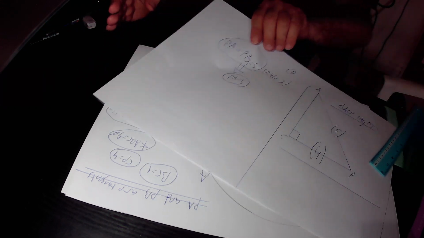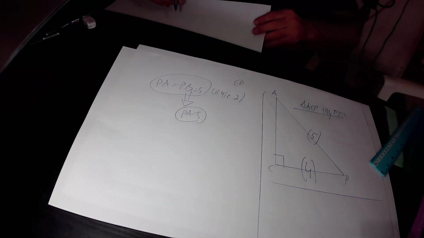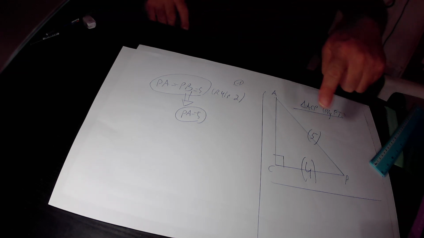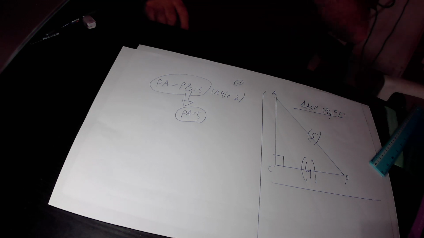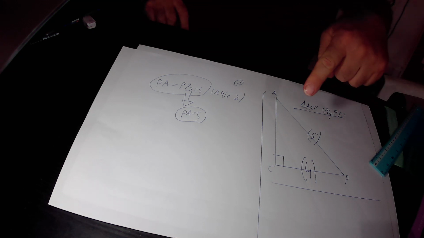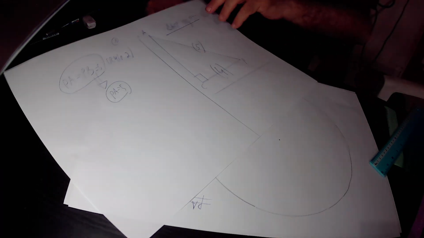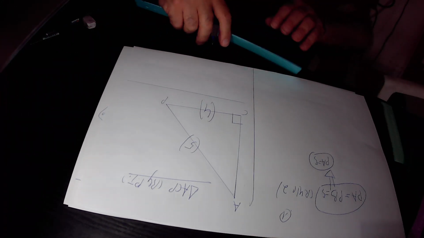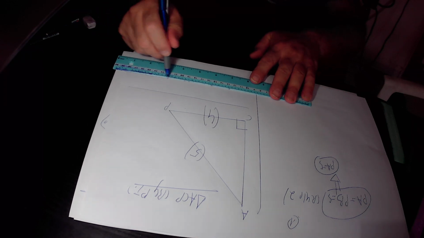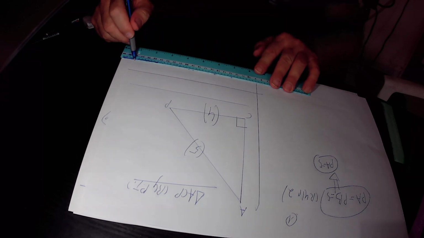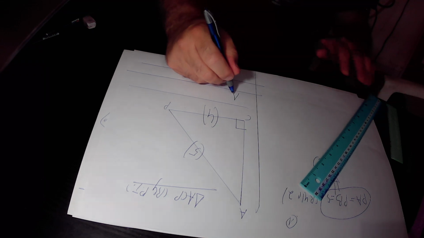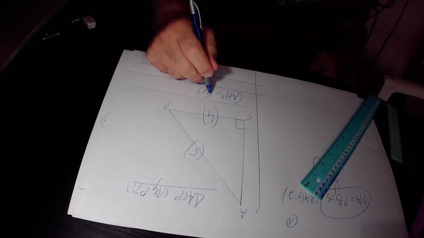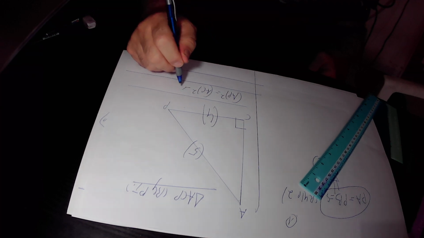So this is the right triangle ACP that I copied from the original drawing. According to the Pythagoras theorem, in this right triangle ACP, AP squared, that is the square of the hypotenuse, equals AC squared plus CP squared. So I write it down. AP squared, that is the square of the hypotenuse, equals AC squared plus CP squared.